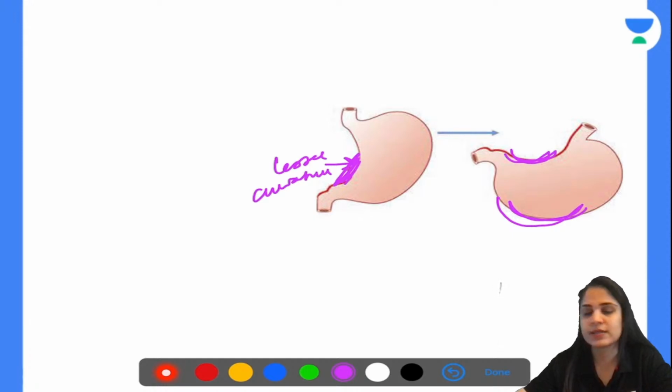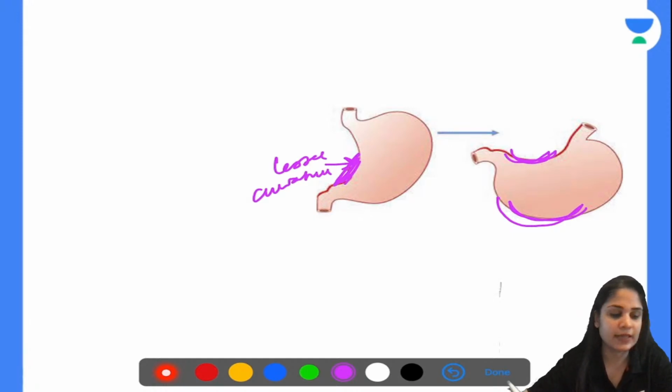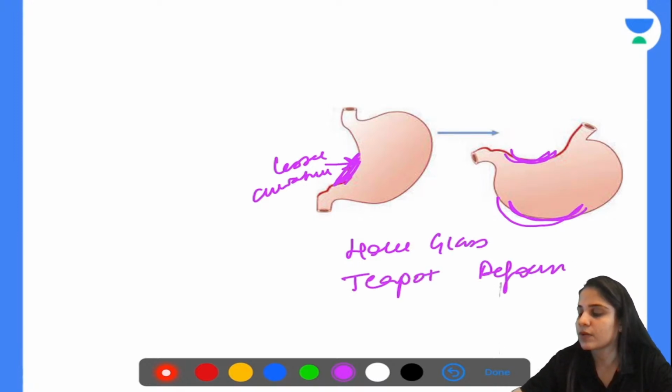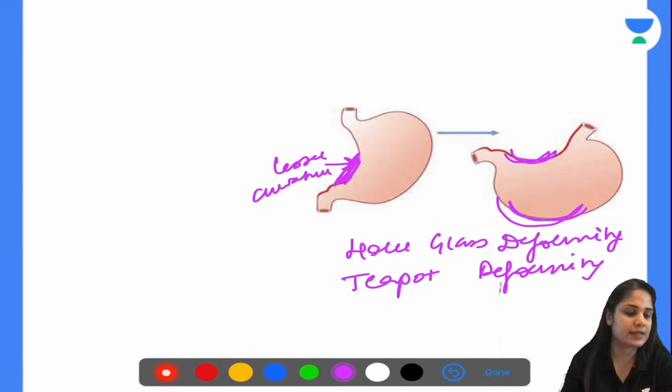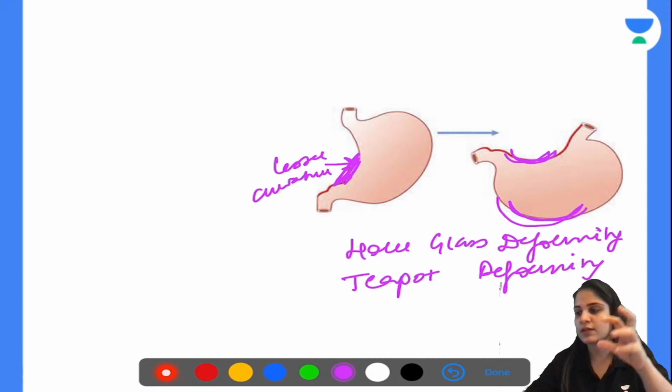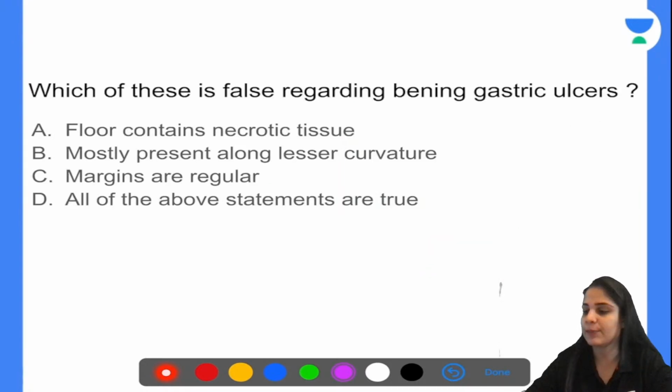So what does the stomach look like? Yes, very good. So you get a hourglass deformity, or it is also called as a teapot deformity. Okay. So the stomach will have a hourglass or a teapot deformity. So please remember this for the exam. Okay. So on chronic involvement into the muscularis layer, and also when it perforates, it gives it a hourglass or a teapot deformity.